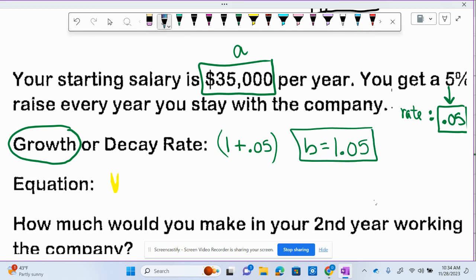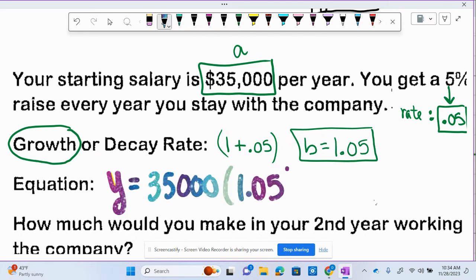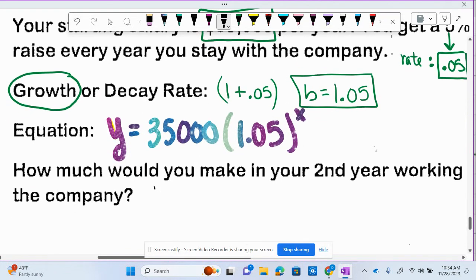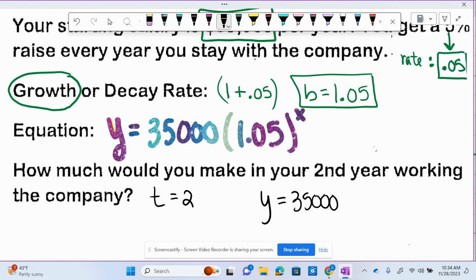So write the equation, Olivia. Y equals 35,000 parentheses 1.05 parentheses to the power of x. Perfect. That's excellent. Okay. How much would you make in your second year with the company? So T equals 2. And our equation is Y equals 35,000 times 1.05 to the power of 2. And what did you get, Olivia? Good job.